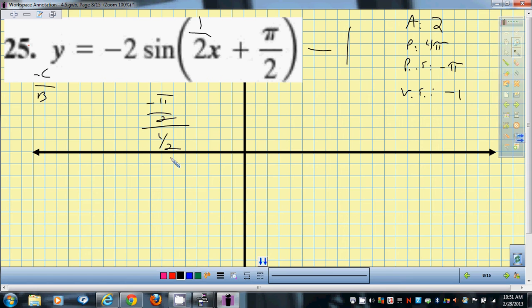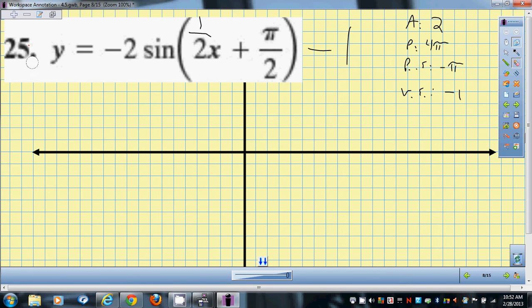Okay, let's do it. All right. Now, where does sine start? It starts at the origin. Normally, I'd go from 1 to negative 1. What's my new max and min going to be after the amplitude? 2 and negative 2. But my vertical shift is taking us down 1. So instead of 2 and negative 2, it is 1 and negative 3.